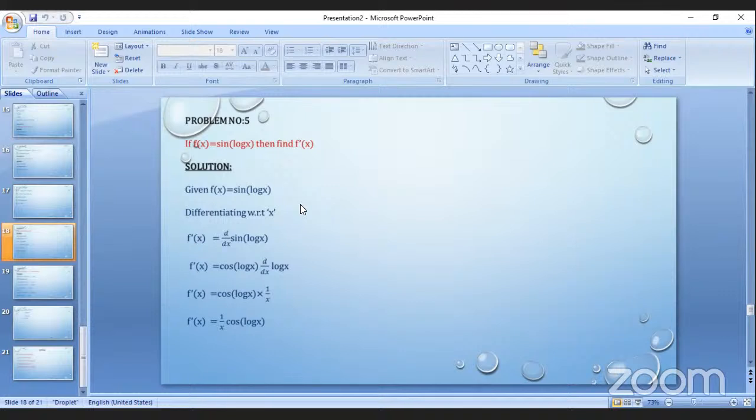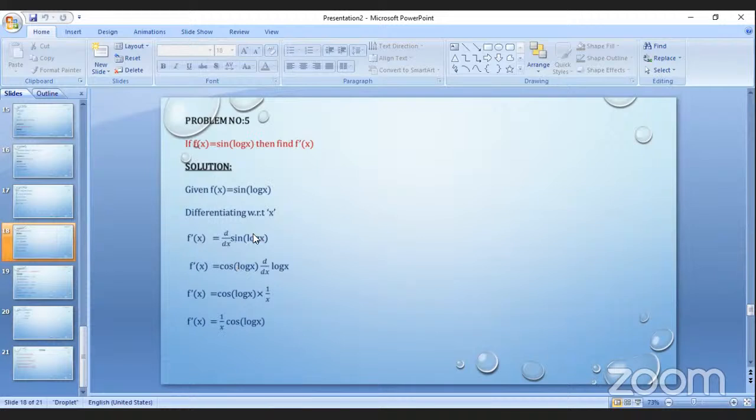We get the derivative of f of x as f dash x, and d by dx of sin of log x. Observe here, sin of log x. You know that d by dx of sin x is cos x. So here log x takes the place of x. In the place of x, we write log x.